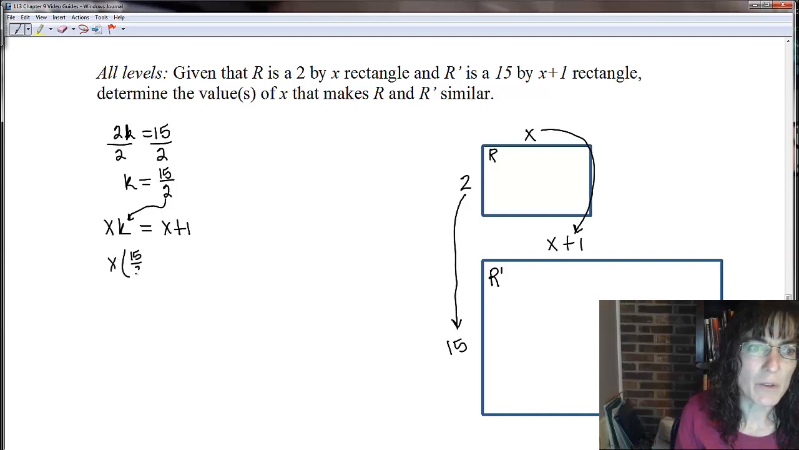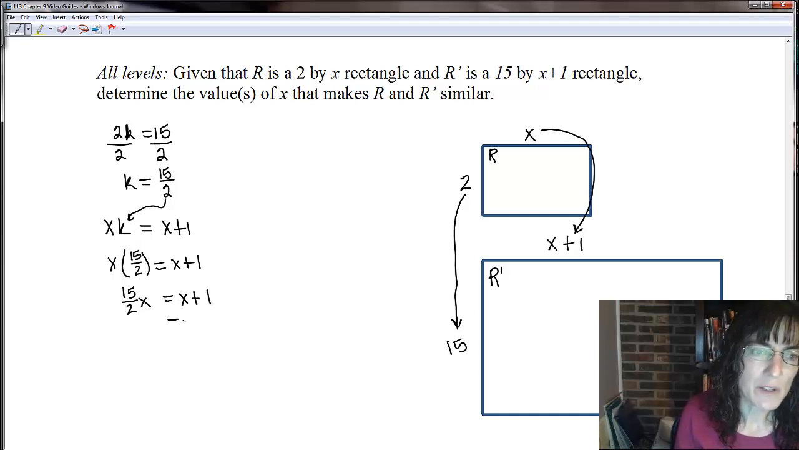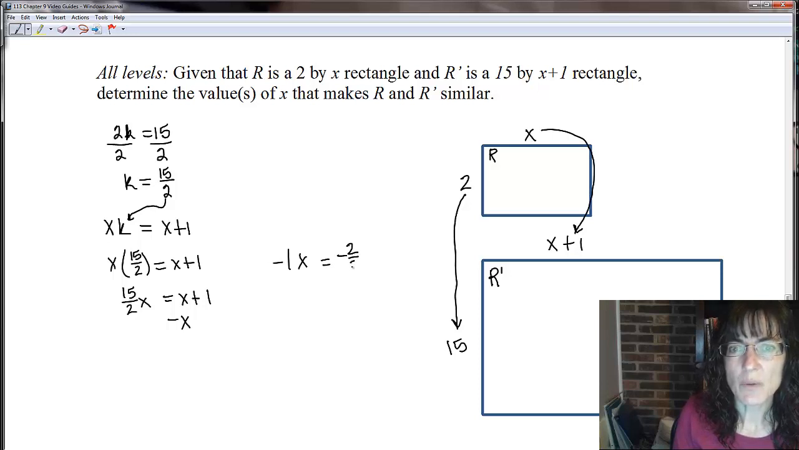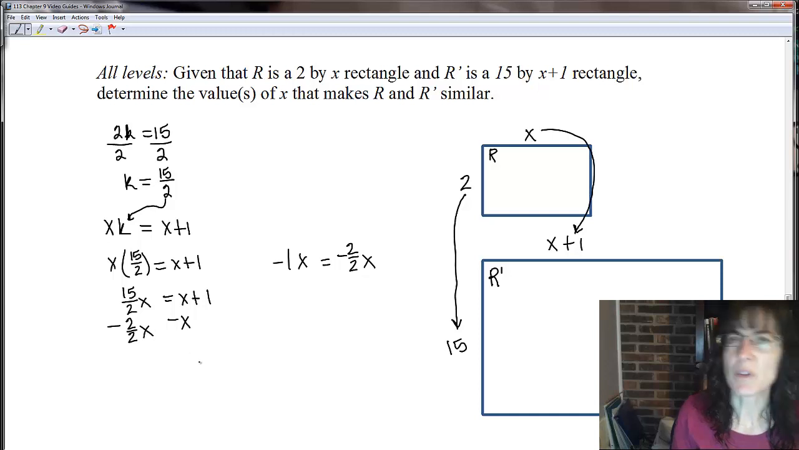And since my K is 15 over 2, I'll put that in for the K in the second equation, and so I have 15 over 2 times X equals X plus 1. I want to get the X's to one side, so I'll subtract the X from both sides, and 1X is the same thing as negative 2 over 2 X, because 2 divided by 2 is 1, and I can use that on the left hand side so that I have fractions with a common denominator, and that helps me combine them.